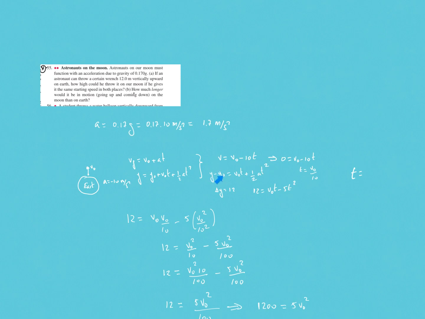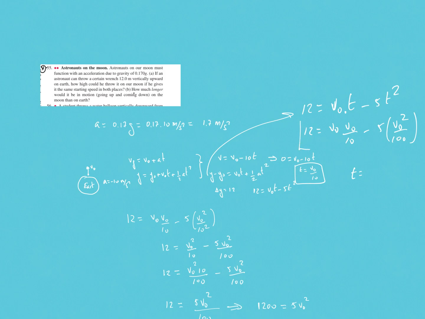What is the equation for y? Y0 is 0, and y will be 12. So the equation will be 12 equals V0, which I don't know, times t. But the time t is V0 divided by 10. So I will plug in V0 divided by 10 instead of t. Let's write the equation: 12 equals V0 times V0 divided by 10, minus 5 times t squared. T squared is V0 squared divided by 100.